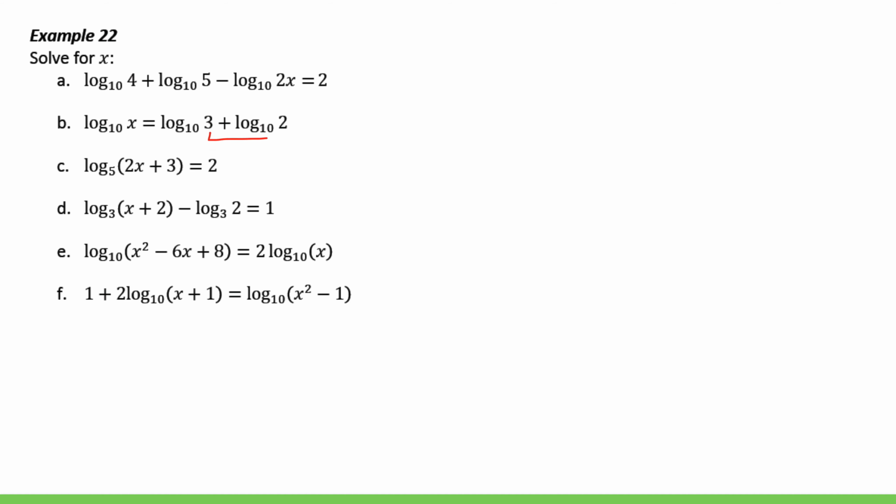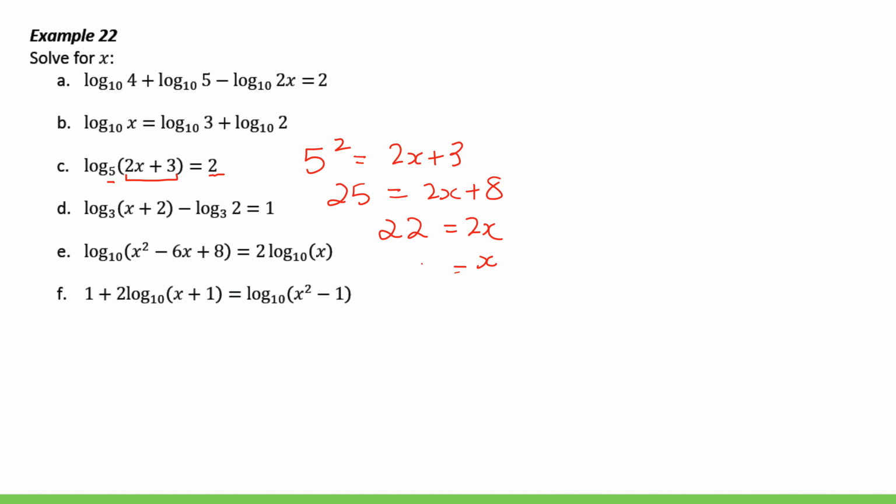For part B, I can multiply these inside values. 3 times 2 is 6. And now I can see that log 10 and log 10 match, which leaves that the inside values must equal each other. For part C, we've got the base to the power of that answer is equal to the inside value. 5 squared is equal to 2x plus 3. 5 squared is 25. Take the 3 over and then divide by 2.